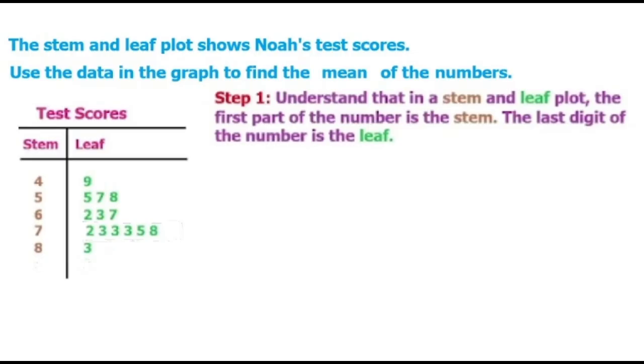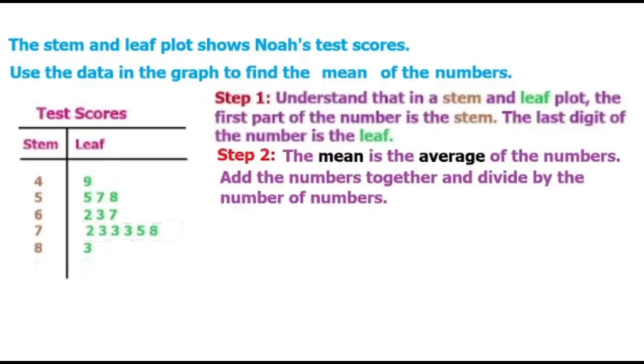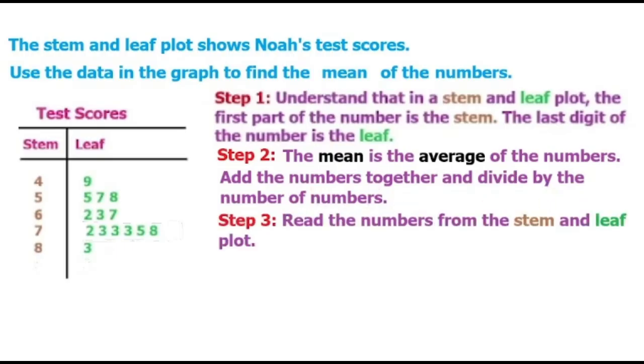So the first step is to understand that in a stem and leaf plot, the first part of the number is the stem and the last digit of the number is the leaf. Okay? So, step 2. Let's understand what the mean is. The mean is the average of the numbers. So that means you add the numbers together and divide by the number of numbers. Okay? So now let's read the numbers from the stem and leaf plot.